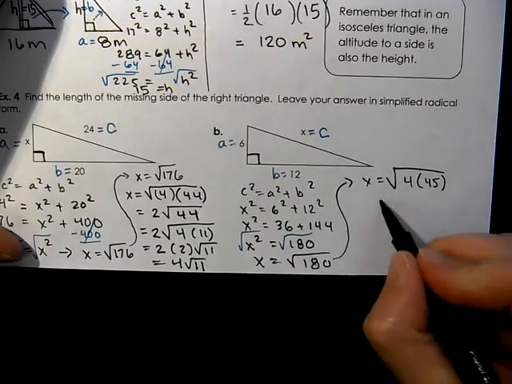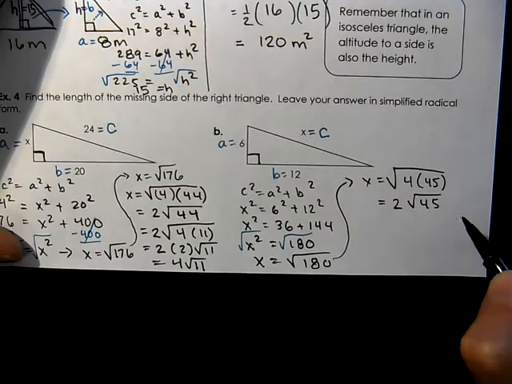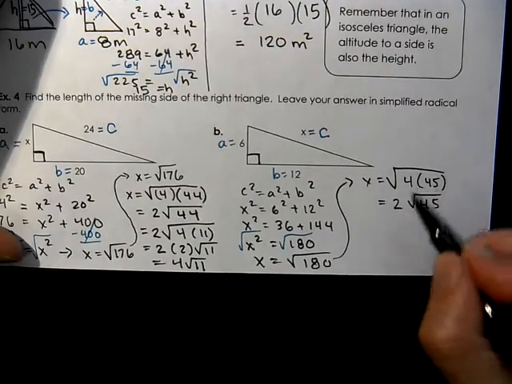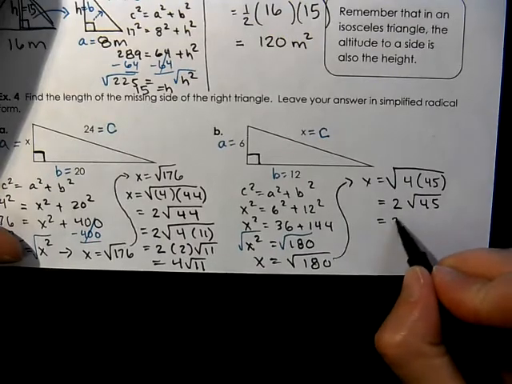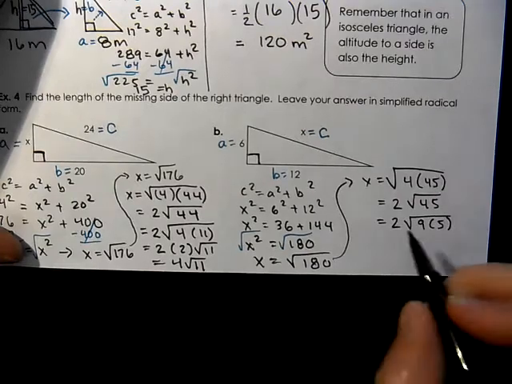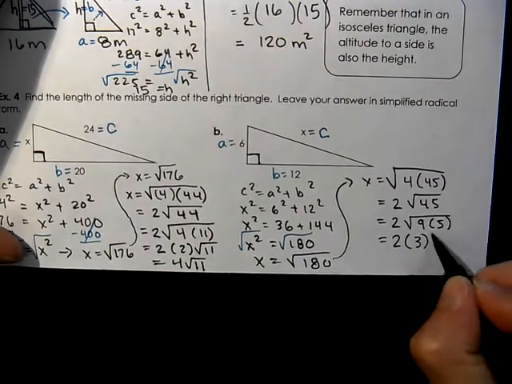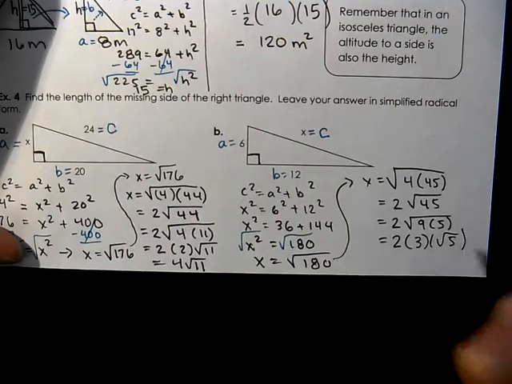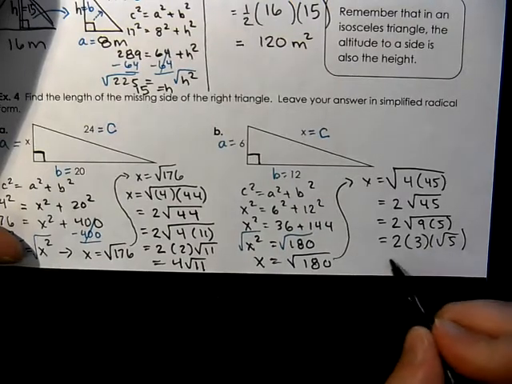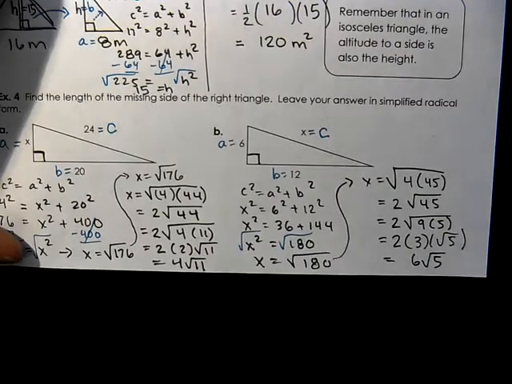So let's take the square root of 4. We get 2. And then I have 45 under the radical. Don't stop now. Check to see if you have more factors. 45 could be factored into 9 times 5. So we have a 2 on the outside. Take the square root of 9. We get 3. And then we have root 5 in the back. Multiply your coefficients together. We have 6 times root 5. And there's the answer.